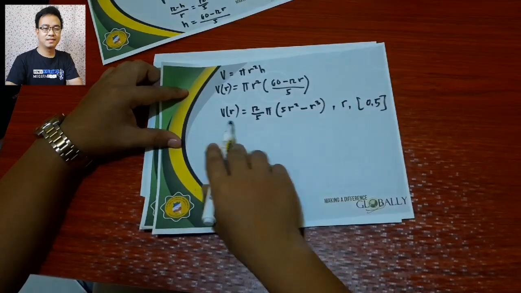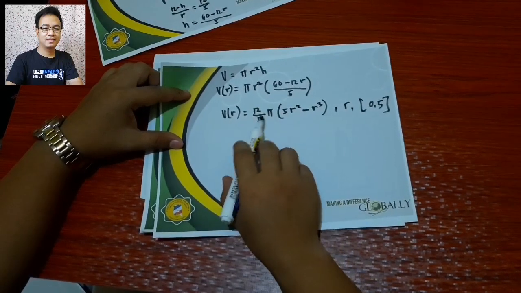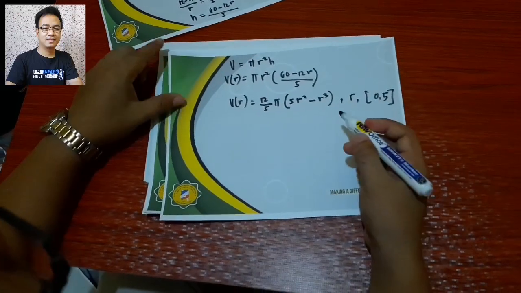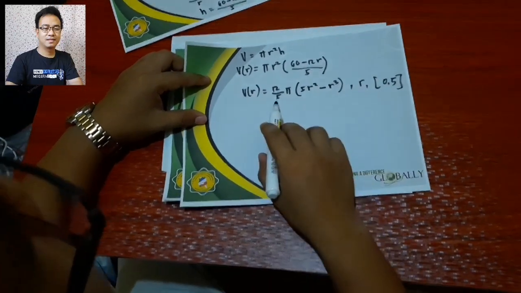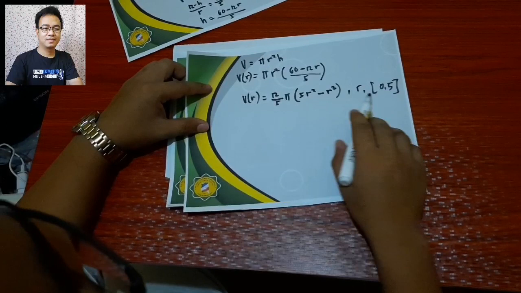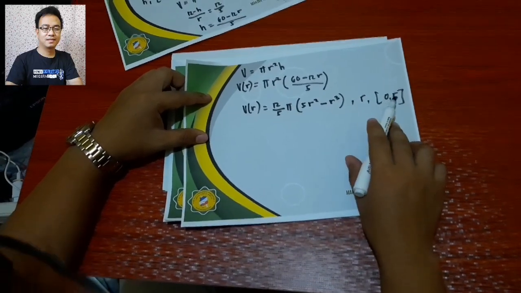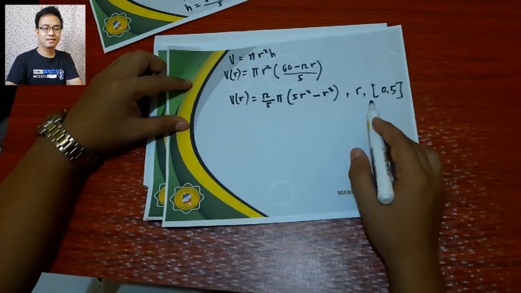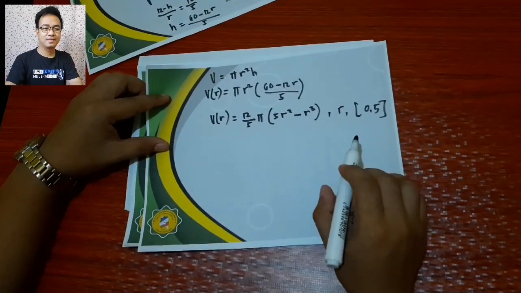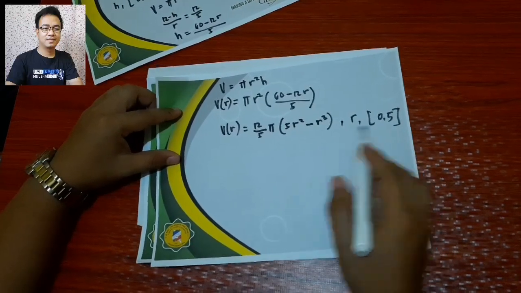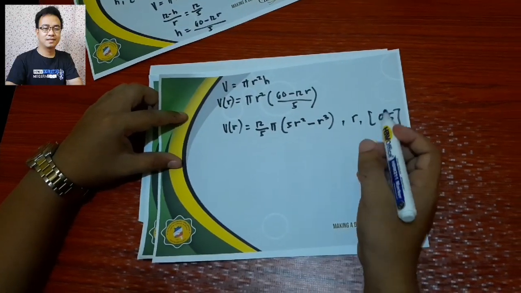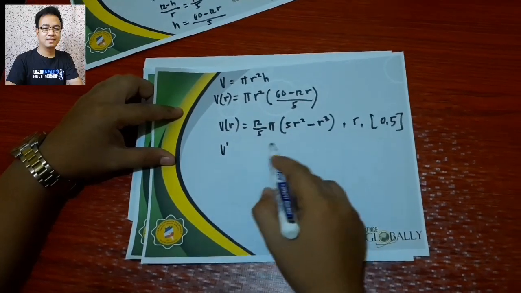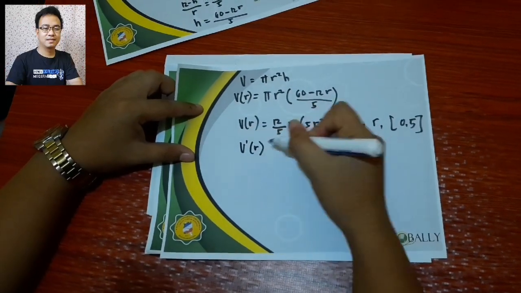Okay, because this function is continuous in the closed interval 0, 5, it follows from the extreme value theorem that there is an absolute maximum value within this closed interval 0 and 5. The values of R and H that give this maximum value of V are the numbers we wish to find. So in finding the absolute maximum value, we need to first get the first derivative of this function in terms of R.